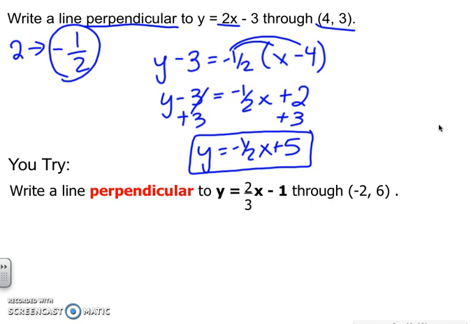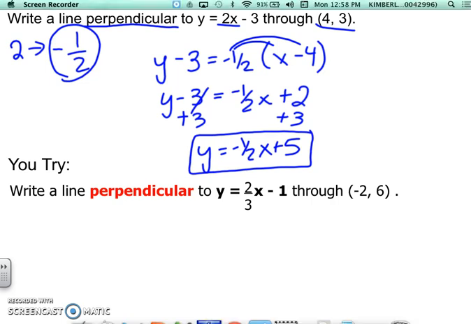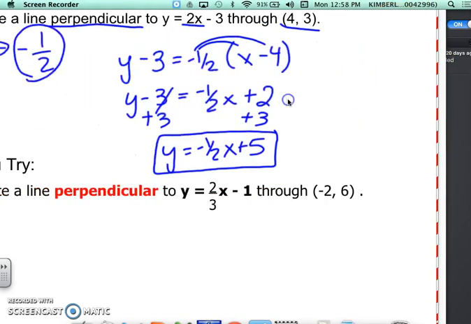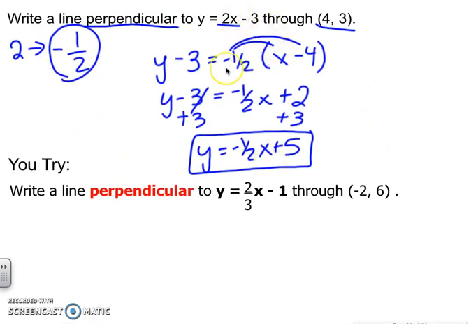Okay? So again, if we graph this, and I graphed both of my lines, we could see that they would look perpendicular. They would look like they form a 90-degree angle. Okay? All right, why don't you guys try this one down here? Again, you're finding perpendicular to this line through that point.